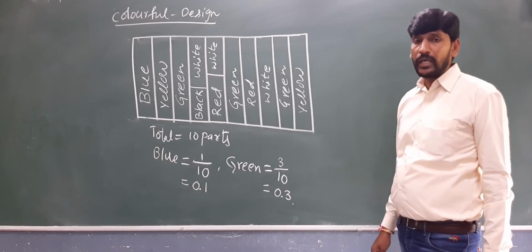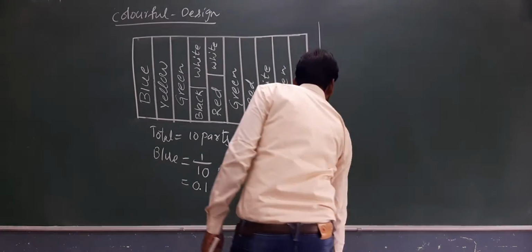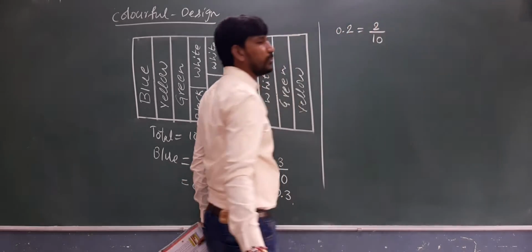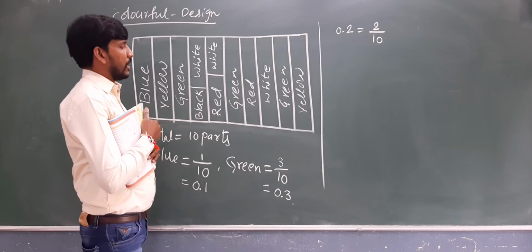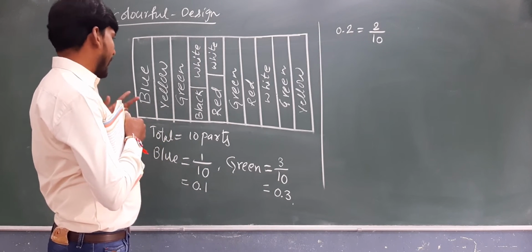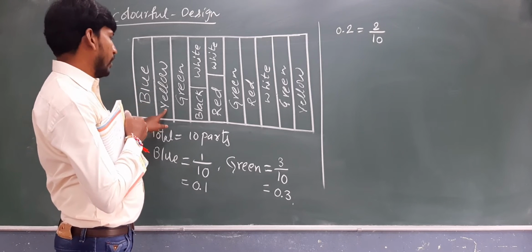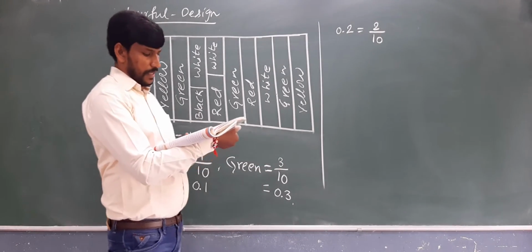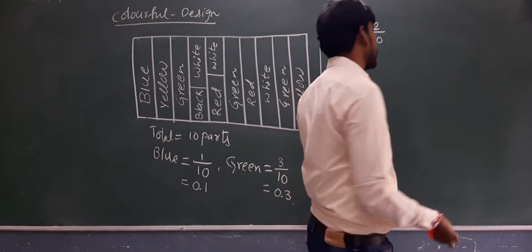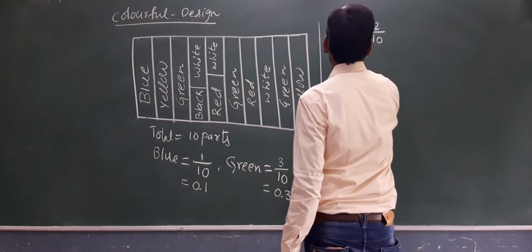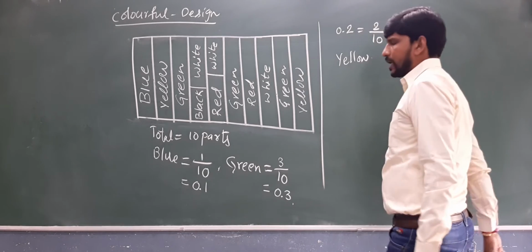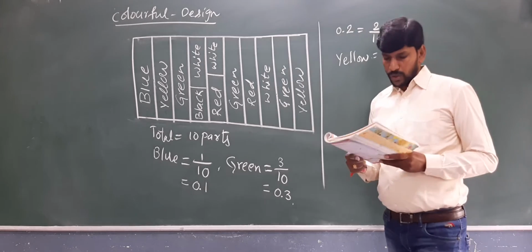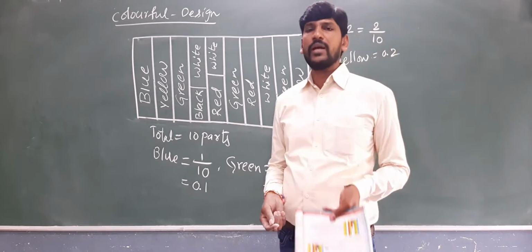Next they are asking the question, which color covers 0.2 of the sheet? 0.2 is nothing but what? I'm going to write here. So 0.2 is equal to 2 by 10. Which color covers 2 parts? See this here, yellow, one here and one more here. So yellow color covers 0.2 of the sheet, that is 2 by 10 part. What is the answer here? Yellow. Yellow covers 0.2 part of the page. The blue strip is 0.1 of the sheet they have given here.